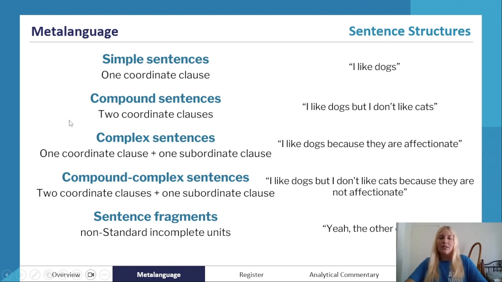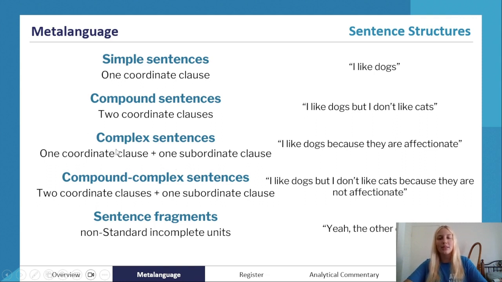Now, a compound sentence will have two parts to it. So you can even imagine it as subject, verb, object plus subject, verb, object. Two coordinate clauses. "I like dogs" is one. Then there's "but." And "I don't like cats" is the second clause.